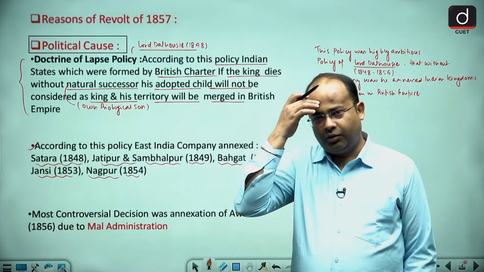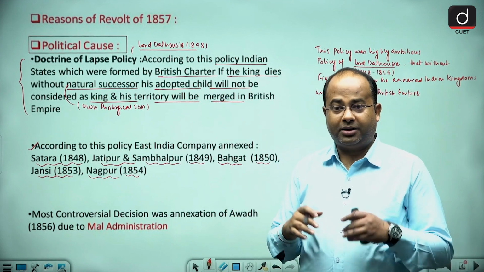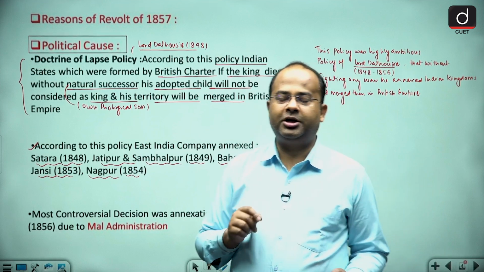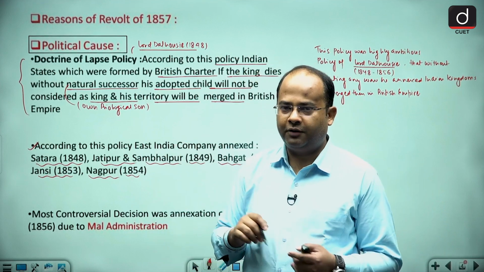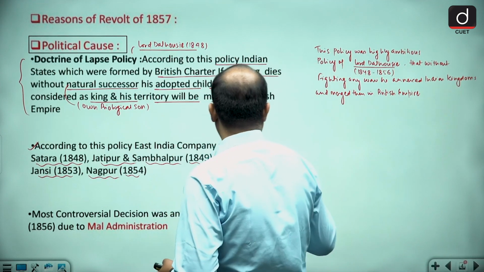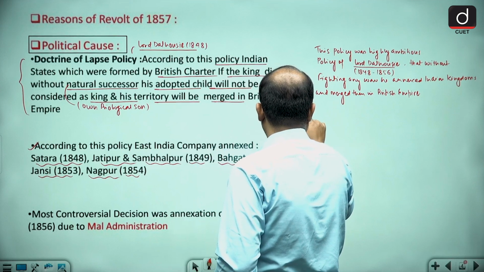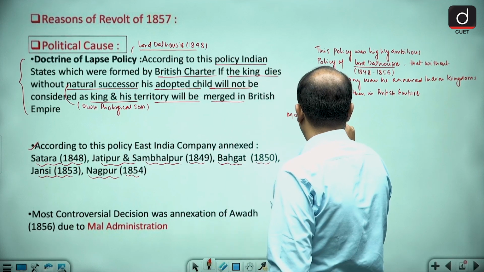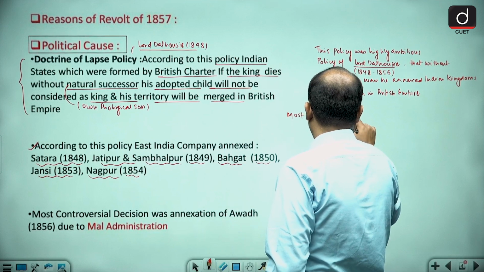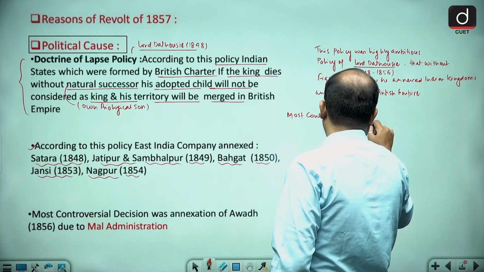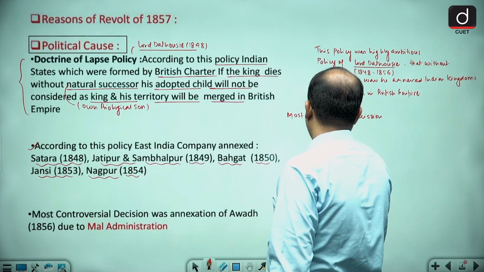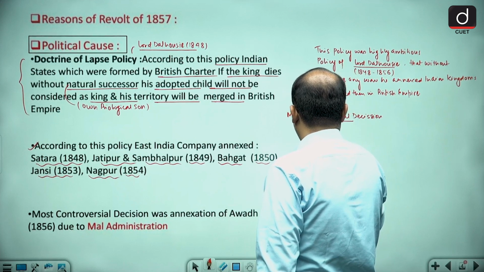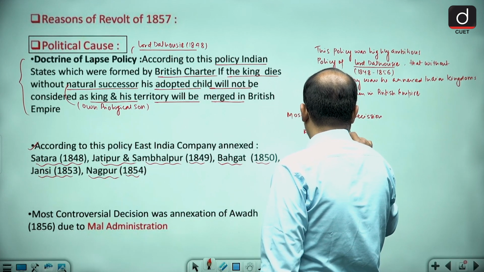Now guys, everything was going according to their plan, but the most controversial decision that was taken by the British East India Company was the annexation of Awadh.